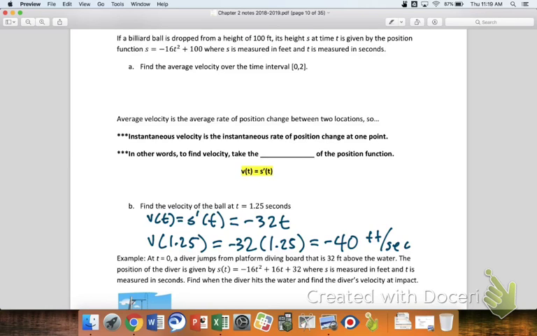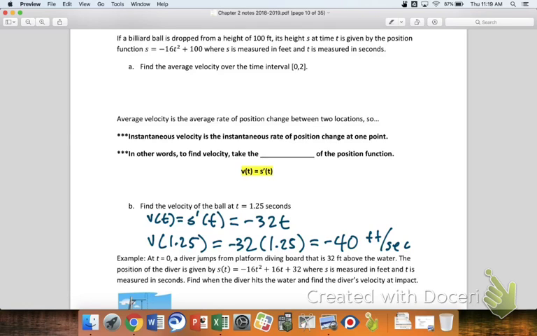But if it's the velocity of it, wouldn't it be feet per second squared? Nope, because acceleration is feet per second squared. Velocity is just feet per seconds to the first. If you plug the 2 into the derivative, yep, you get negative 64, but that's not what we got for that.